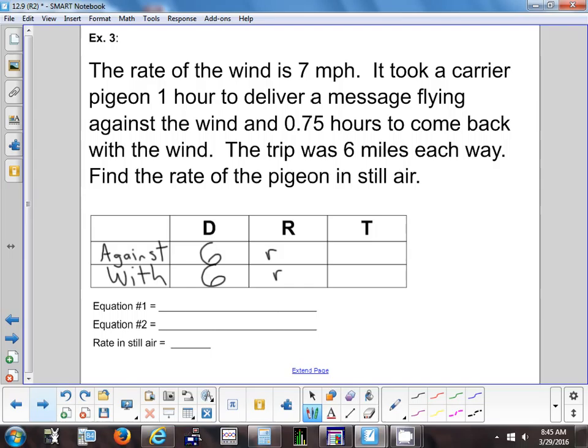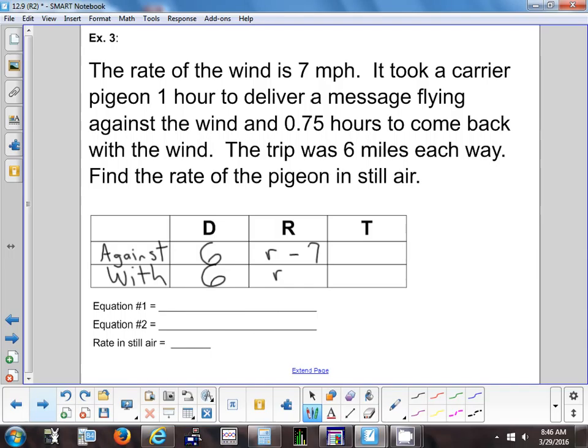If the pigeon is flying against the wind, what's that going to do to its speed? It's going to slow it down. What operation would I use to show that? Subtraction. So against the wind, subtract. What's the rate that's slowing it down? 7 miles an hour. We know the rate of the wind, and we're trying to find the rate of how fast the pigeon's flying. So R minus 7. It's slowing the pigeon down, right?